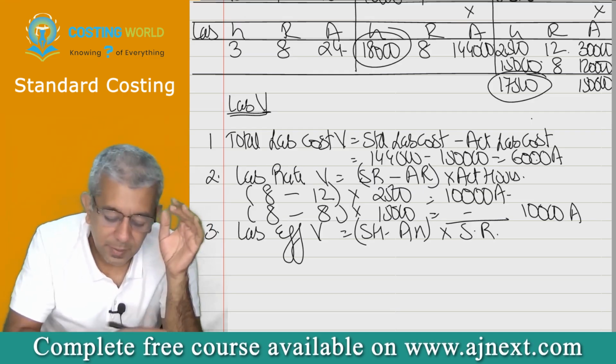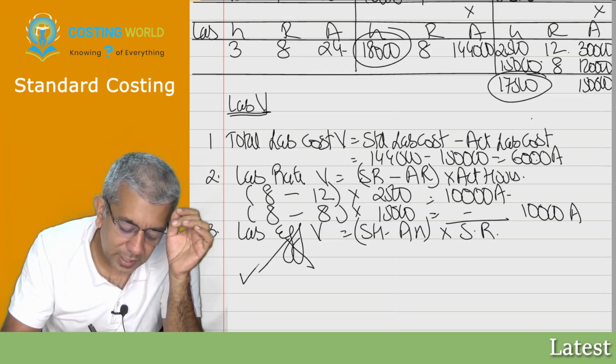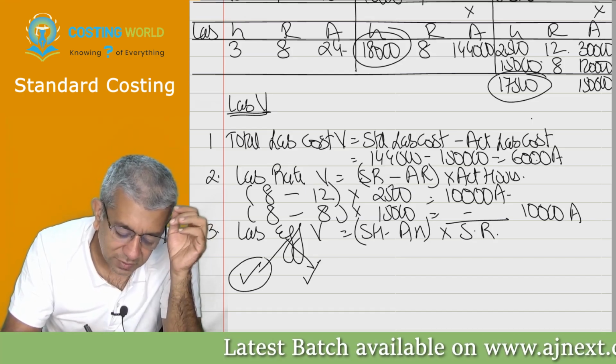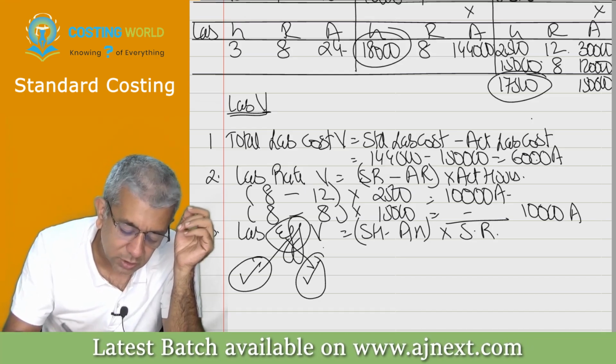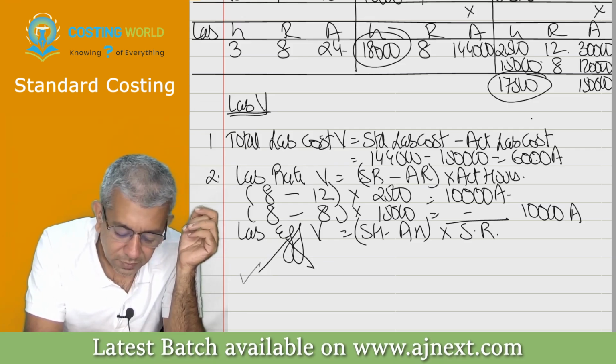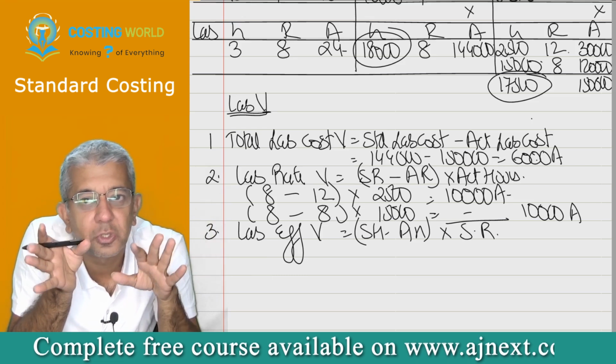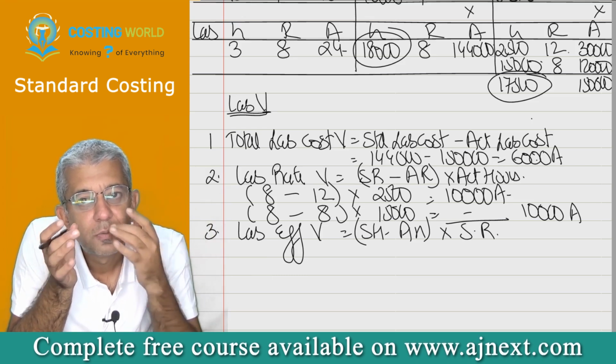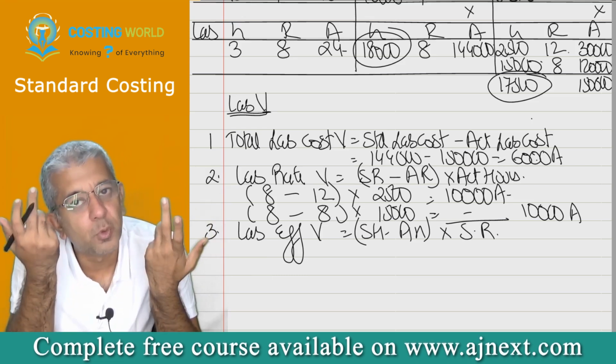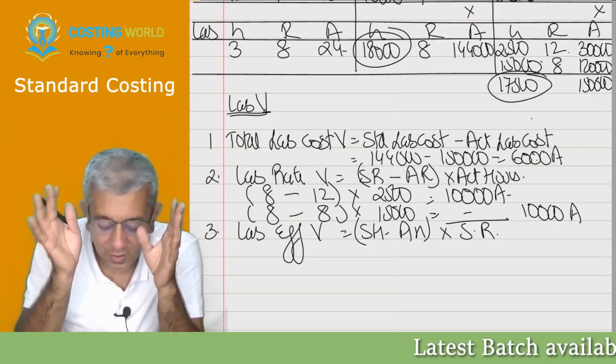Labor efficiency has two parts, labor mix and labor yield. If this variance is 0, this variance will be equal to this variance, no? I am speaking now for the fourth time. Is it understood? So this variance you can compute based upon any logic. Everything will always be the same.